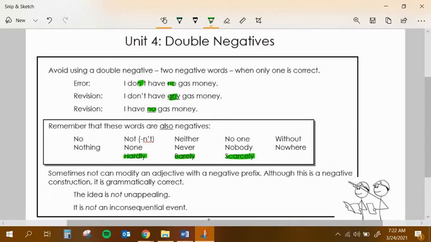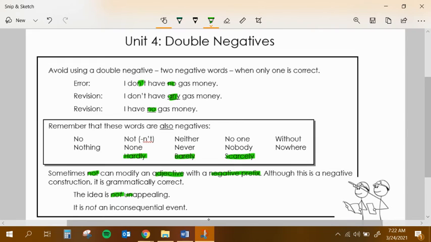Now, the other thing I want you to pay attention to today is the fact that sometimes a double negative is on purpose and it's actually intentional and correct. So this happens when we use a negative prefix, typically with an adjective. So what happens is this word not can actually work with this adjective, which has a negative prefix. So if I say the idea is not unappealing, well, here's this word not, and it has unappealing, which has a negative prefix in front of it. So when someone says it's not unappealing, that means it is appealing, or it's actually kind of cool.